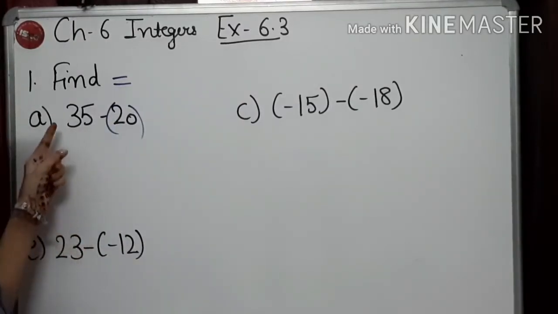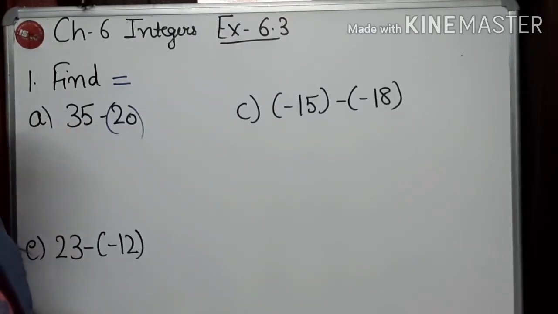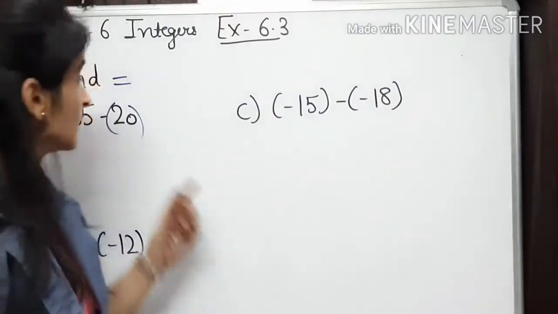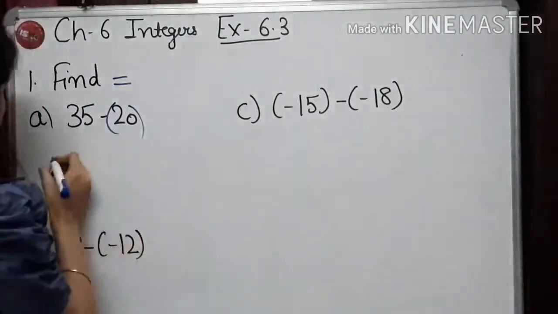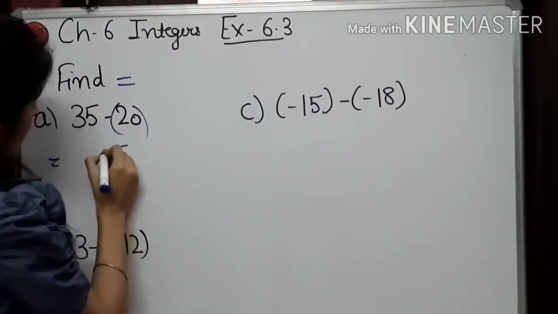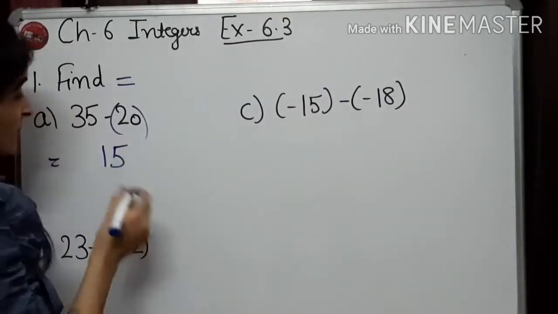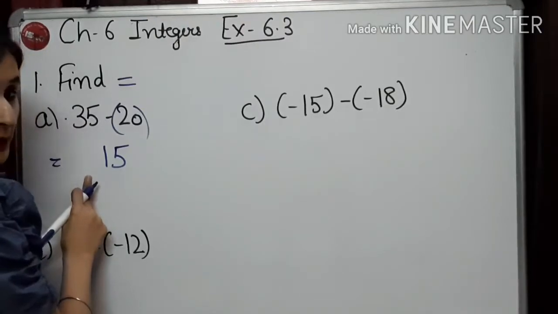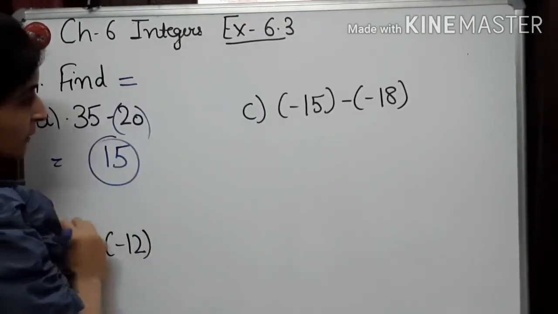So here we have one positive sign and one negative sign. So it means we will do subtraction, right? And the sign will be of the greater number. So 5 minus 0 is 5, 3 minus 2 is 1, and the greater number sign is positive sign, so we don't need to write positive sign. Okay, so answer is 15.